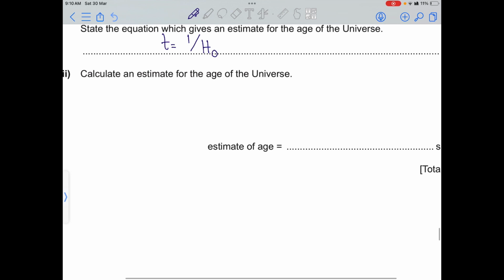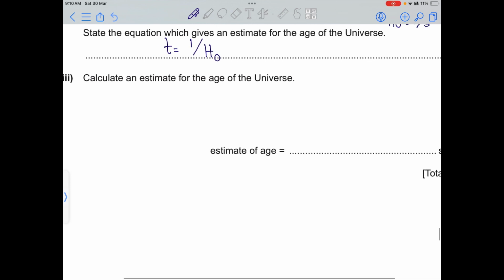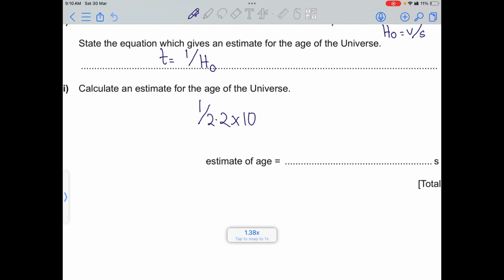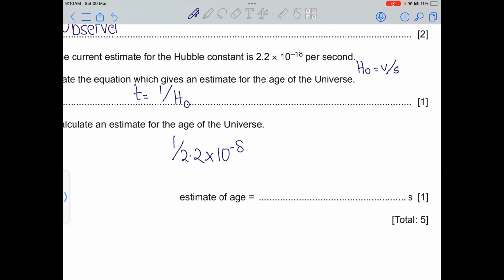Calculate an estimate for the age of the universe. This is just using this equation. So 1 over 2.2 times 10 to the power of negative 18. This would give an answer in seconds, which is what has been asked, so that makes it very easy. 1 over 2.2 times 10 to the power of negative 18 is 4.5 times 10 to the power of 17 seconds.